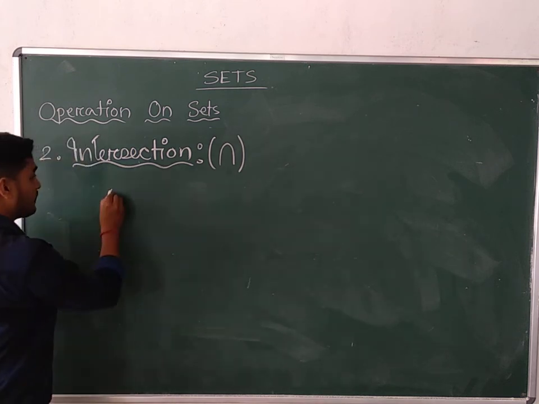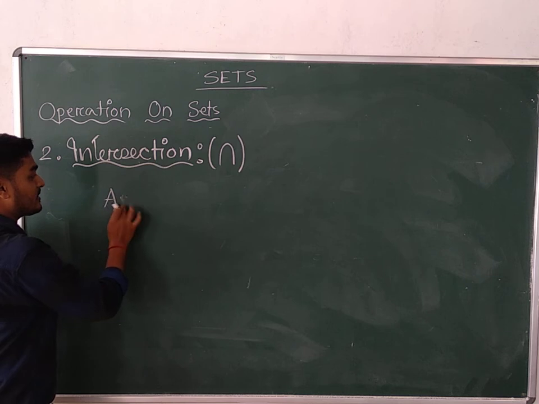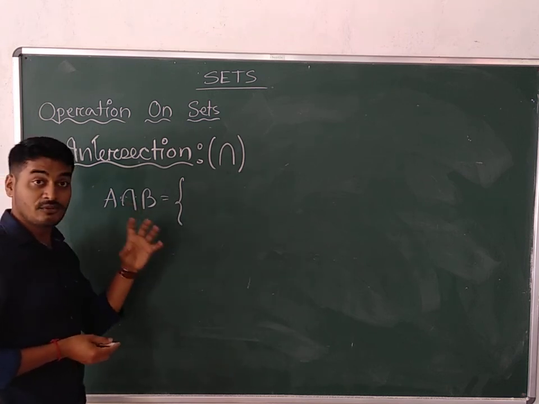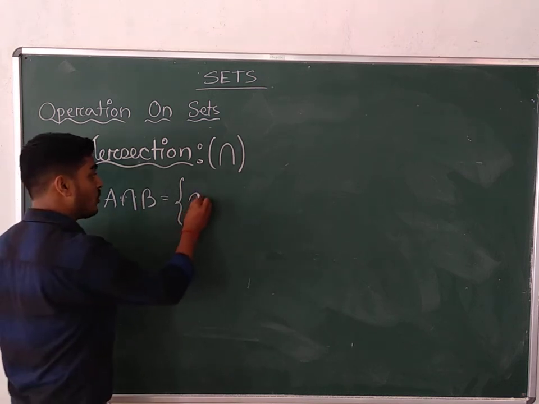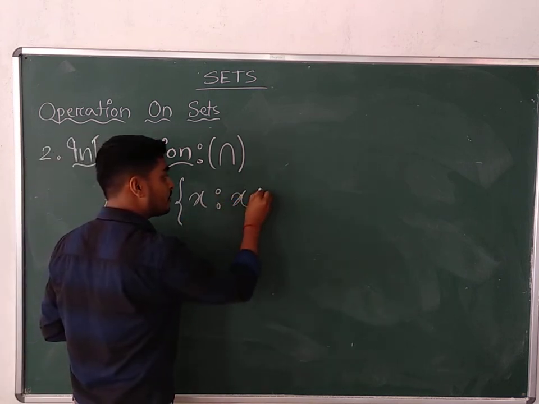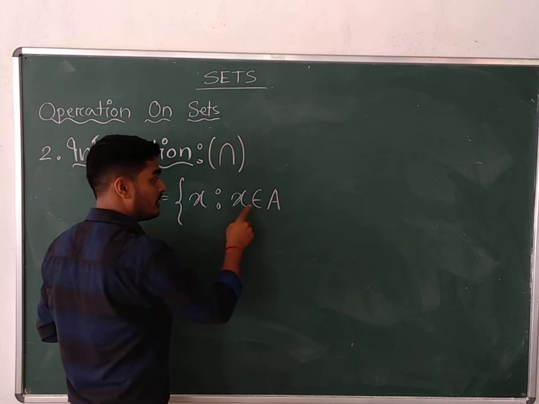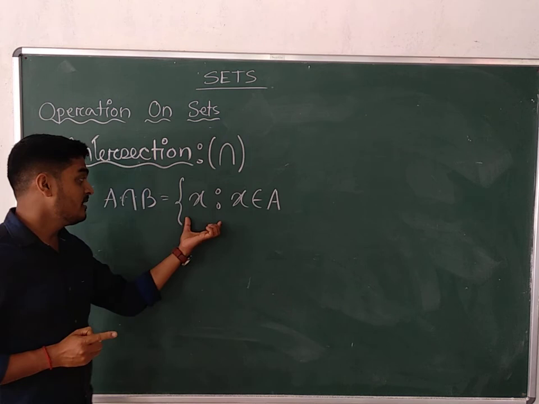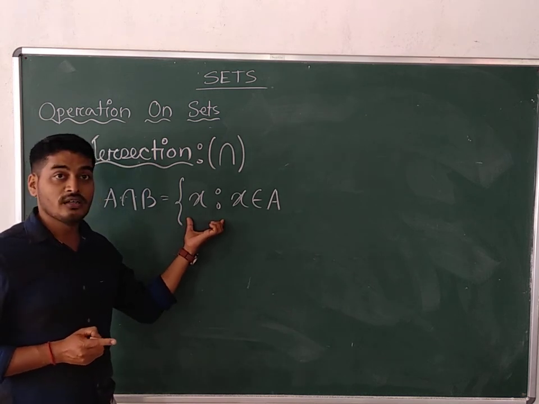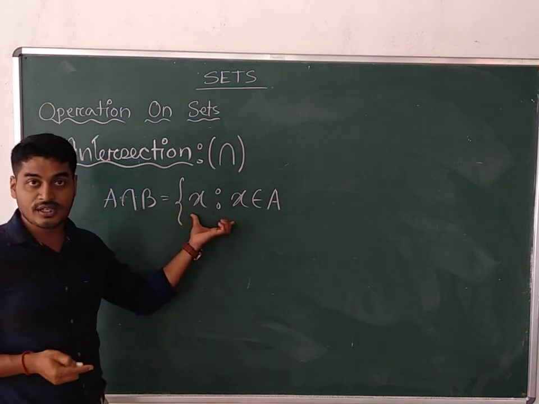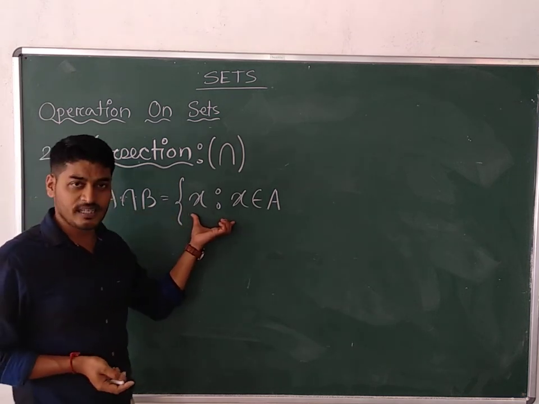So let us consider A intersection B. If we consider two sets A and B, then their intersection is itself a set. That's why I have started with a curly bracket. It will contain all those elements x such that x belongs to A. The symbol ∈ signifies this. Which elements will be in this set? It is a definitional representation, the set builder form, which is known to you.